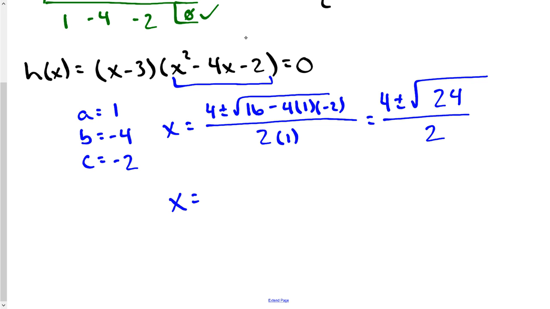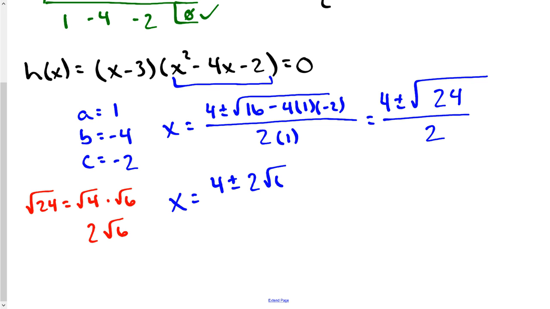So if we go, and side note over here, think about the square root of 24. What are its perfect square factors? Well, 4 and then 6. Okay, so the square root of 4 times the square root of 6 will equal the square root of 24. But what is the square root of 4? It's 2. So 2 times the square root of 6 is the same thing as the square root of 24. So this is going to be 4 plus or minus 2 root 6 all over 2.